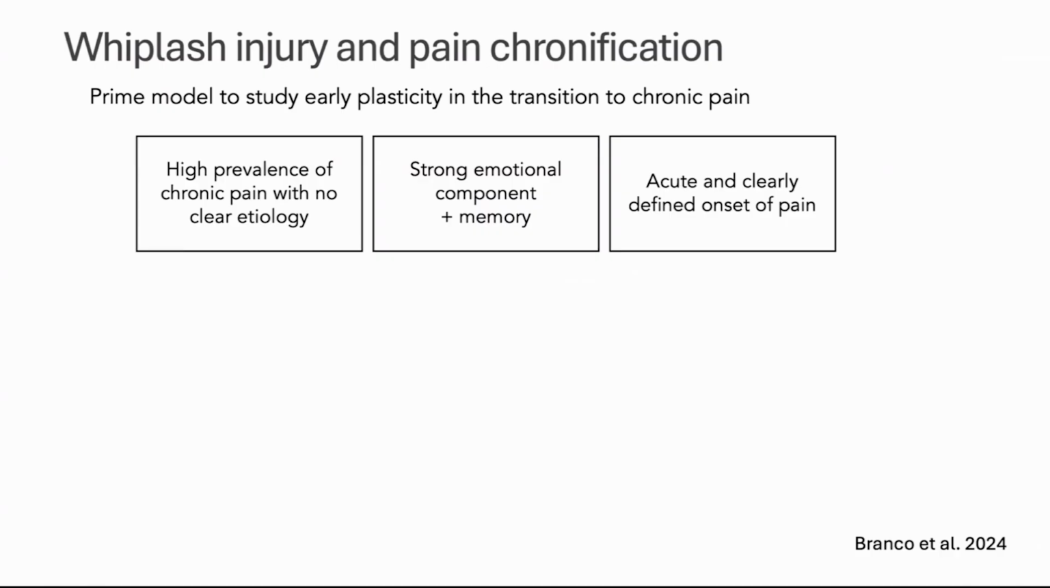And whiplash injury is a very interesting model to study the transition from acute to chronic pain, because on one hand, there's a very high prevalence of chronic pain in patients suffering from whiplash injury. It's about 50% about 1 year later.